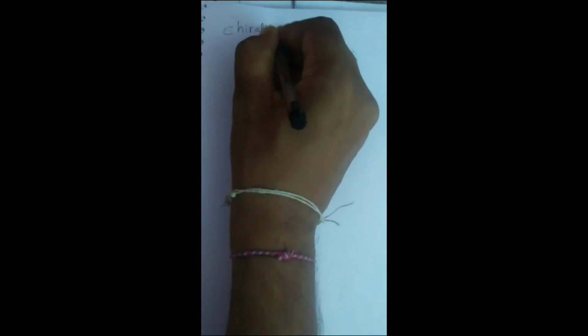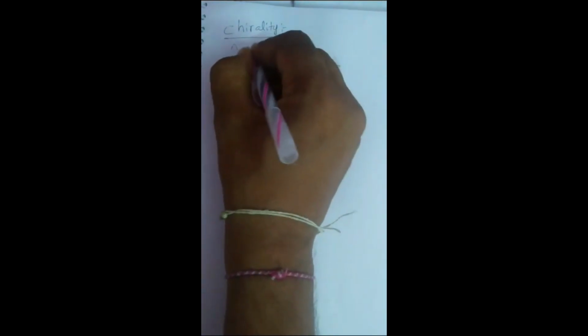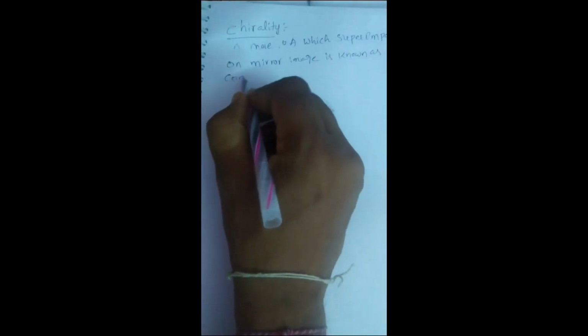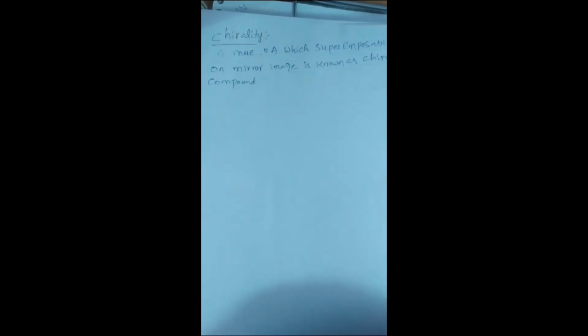Today in class we are going to discuss chirality. Chirality is defined as follows: a molecule which is optically active (OA means optically active) and which is non-superimposable on its mirror image is known as a chiral compound.